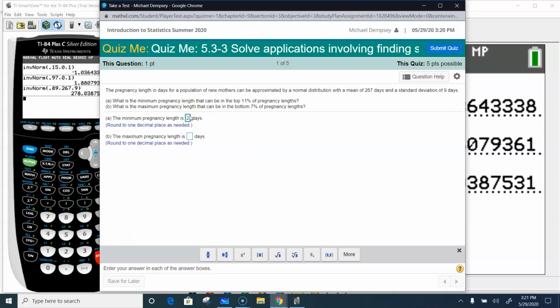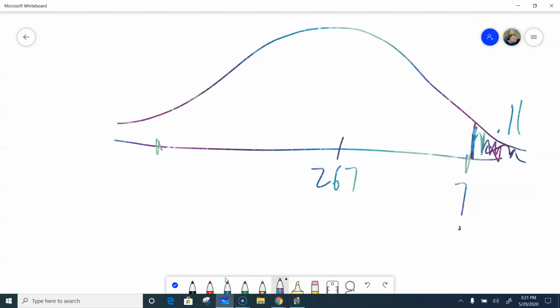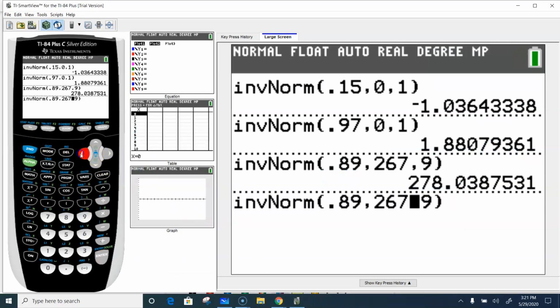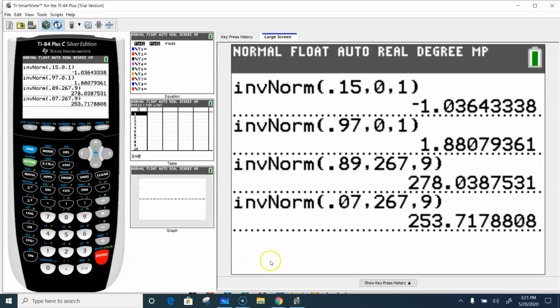It's above 267. If you got an answer there that was below 267, you should be able to know that it's too low. What's the maximum that can be in the bottom 7%? So this one's a little bit easier to conceive. No pun intended. So bottom 7%, 0.07, we won't have to do any subtracting from 1. This is how the calculator works. 0.07 is the area to the left. We already have it. So if you have some pencil and paper handy, sketch that normal curve so you can picture what it looks like, and that'll be about 254.